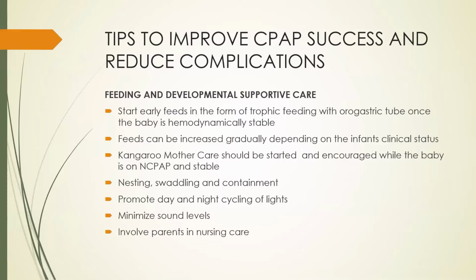As we all know, feeding is not a contraindication in babies who receive CPAP. So early feeds need to be started in the form of trophic feeding with an orogastric tube once the baby is hemodynamically stable. And these feeds can be increased gradually depending on the infant's clinical status.